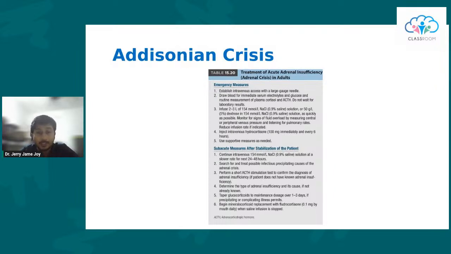So the management is an emergency. We have to give intravenous hydrocortisone 100 milligram immediately and every 6 hours. And once the patient is stabilized with IV fluids, then we can taper glucocorticoids to a maintenance dosage or the physiological dosage over a period of 1 to 3 days if the precipitating or the complicating illness permits.